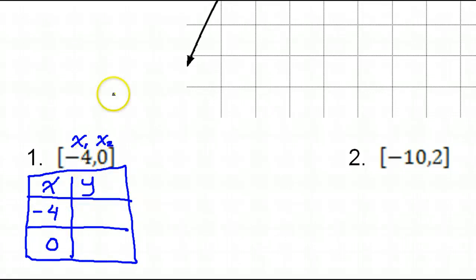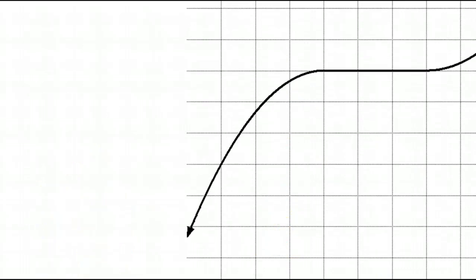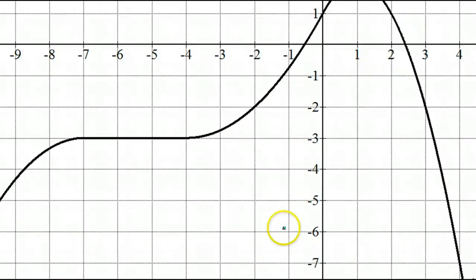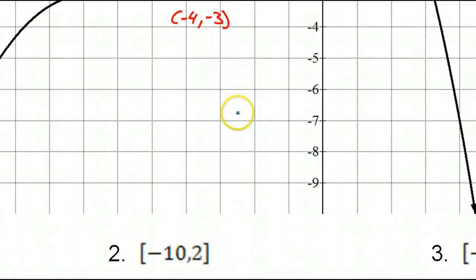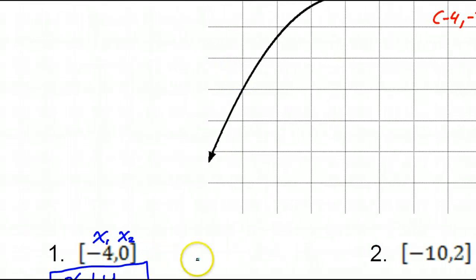So I'm going to go to an x value of -4 and look around. So let's see, get some perspective here. Alright, so here's an x value of -4. I look down, down, down, and kabam! This is the point I must be talking about. The point -4, comma, -3, because that's the y value. So let's put that on our chart. -4 goes with a y value of -3.